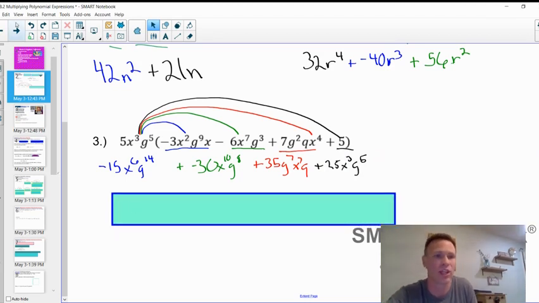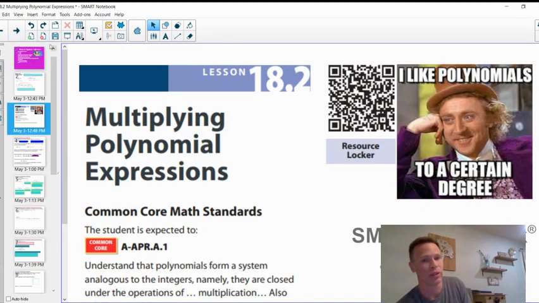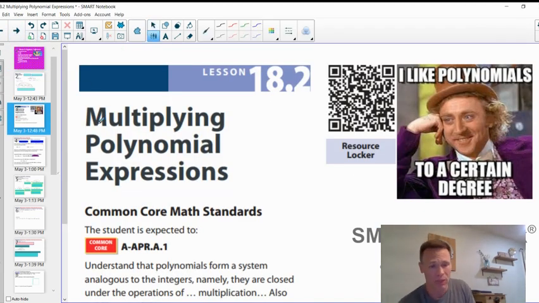All right, so that is just a warm-up of last class. And so now let's talk about what we're going to do for this class. We're still focusing on multiplication.